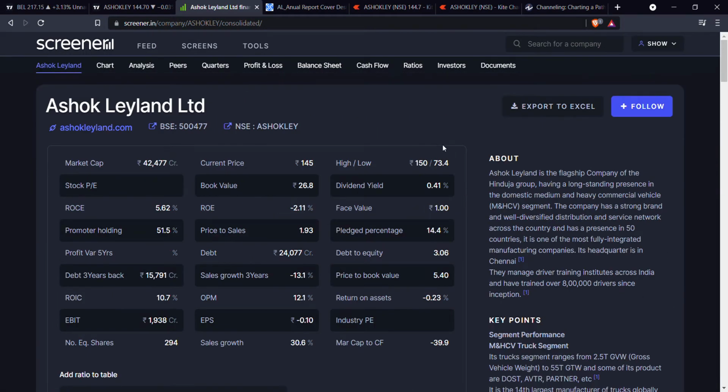As you can see, this site is Screener. If you want to get the financial data of any company, you can go here. So first, the market cap is around 42,000 crore and the current price is 145 rupees.